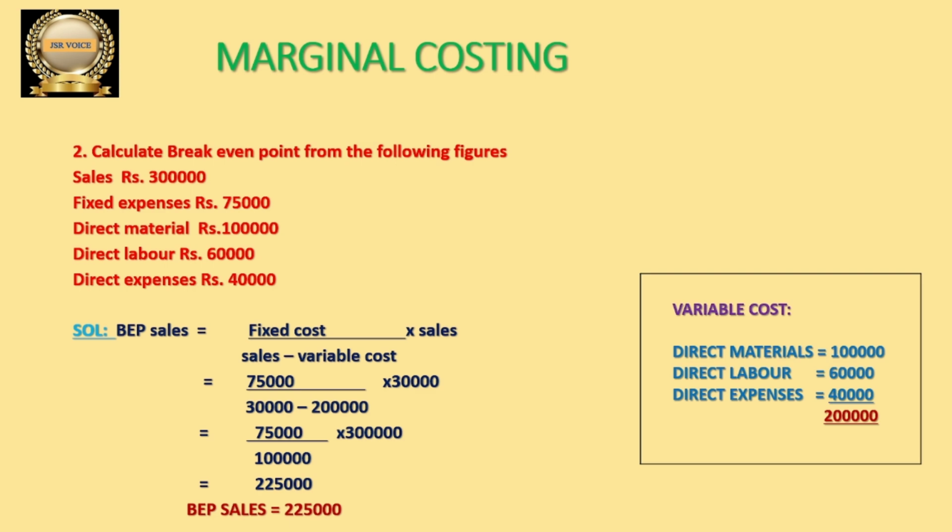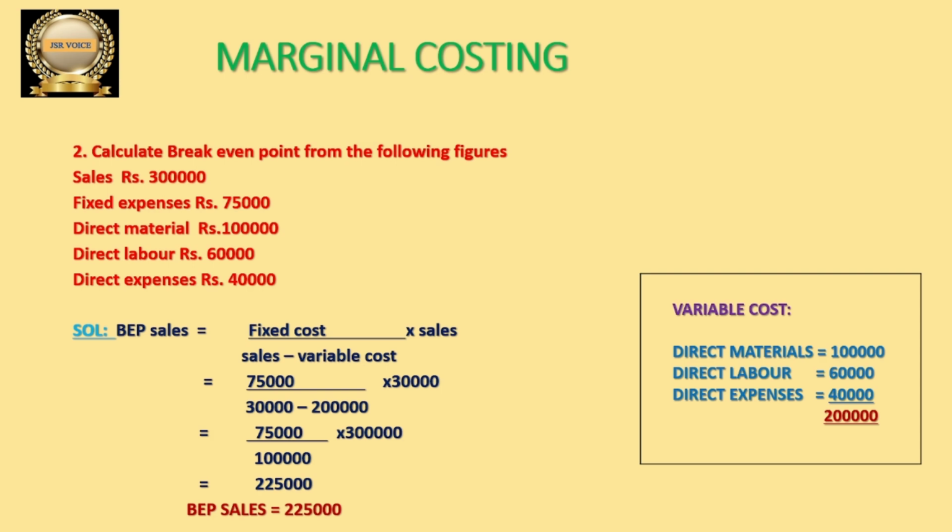For break-even point, there are some formulas. I explained all those formulas in the previous video. You can go through that. So here, let us seek information in the question, and let us take the proper formula. Sales rupees 3 lakhs. Fixed expenses, fixed expenses and fixed cost are both the same, rupees 75,000. Next, direct material rupees 1 lakh. Direct labor rupees 60,000. Direct expenses rupees 40,000. This is the information in the question.